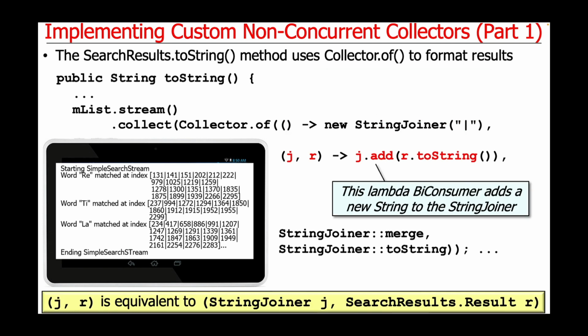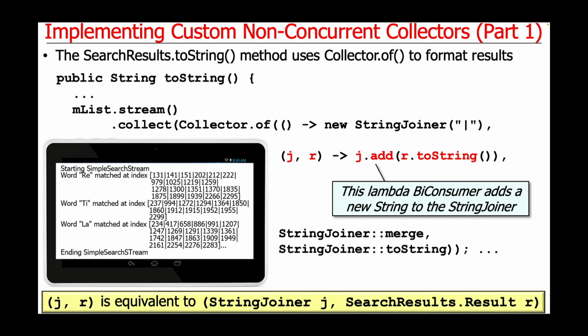Then we have the accumulator, which takes a joiner and a result. And you can see we say joiner, that's the J, dot add, and then r is the result, and we say toString. So go ahead and take the result and turn that into a string. So like 131, 141, 151, 202, and so on. That's going to be added with the vertical bar because it's a StringJoiner. So that is how we're going to create that particular accumulator.